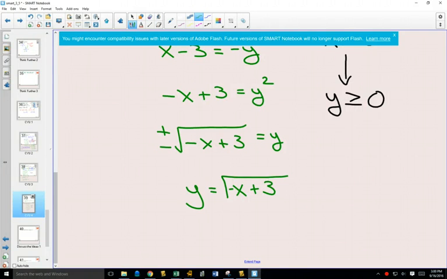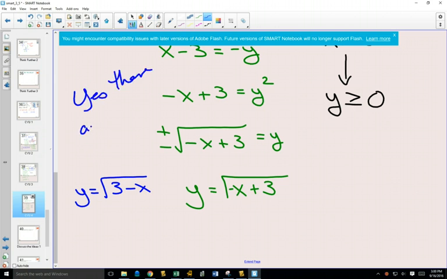Does that match with the other equation? Yes. How did they write it? They wrote it like this. Are those the same? Yes, they are. So we can say yes, these are inverses.